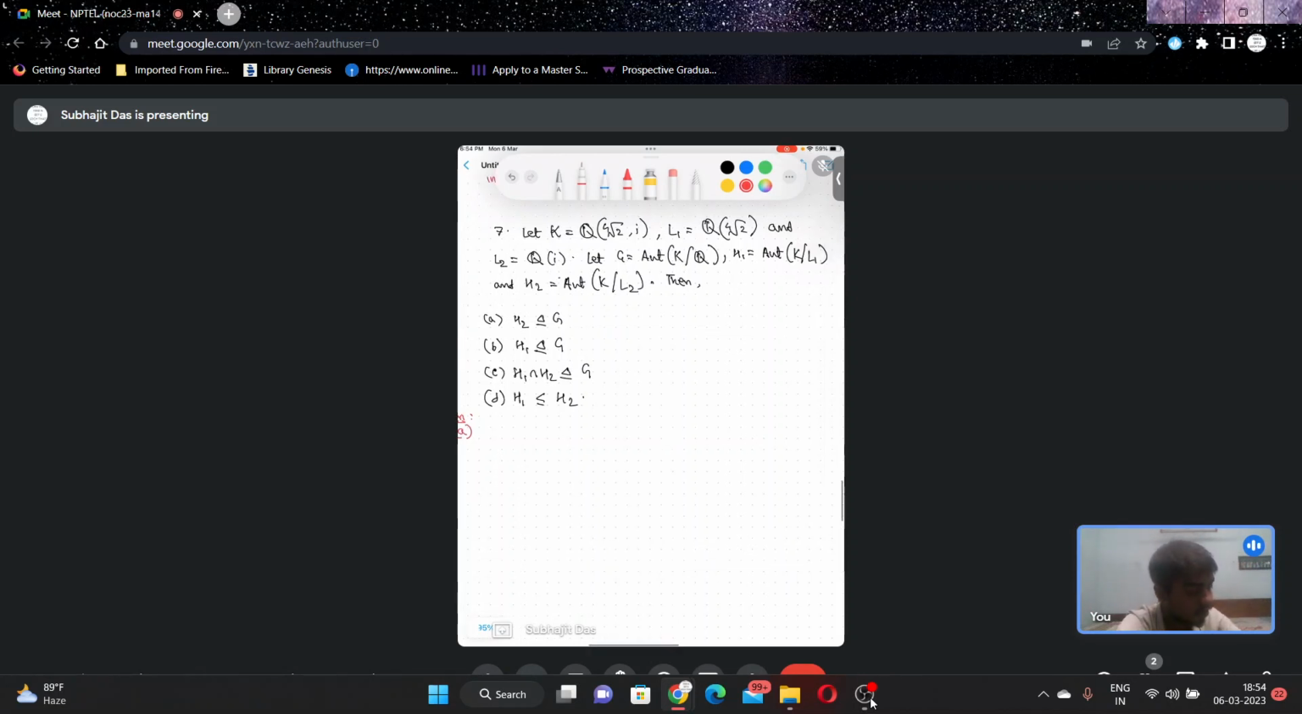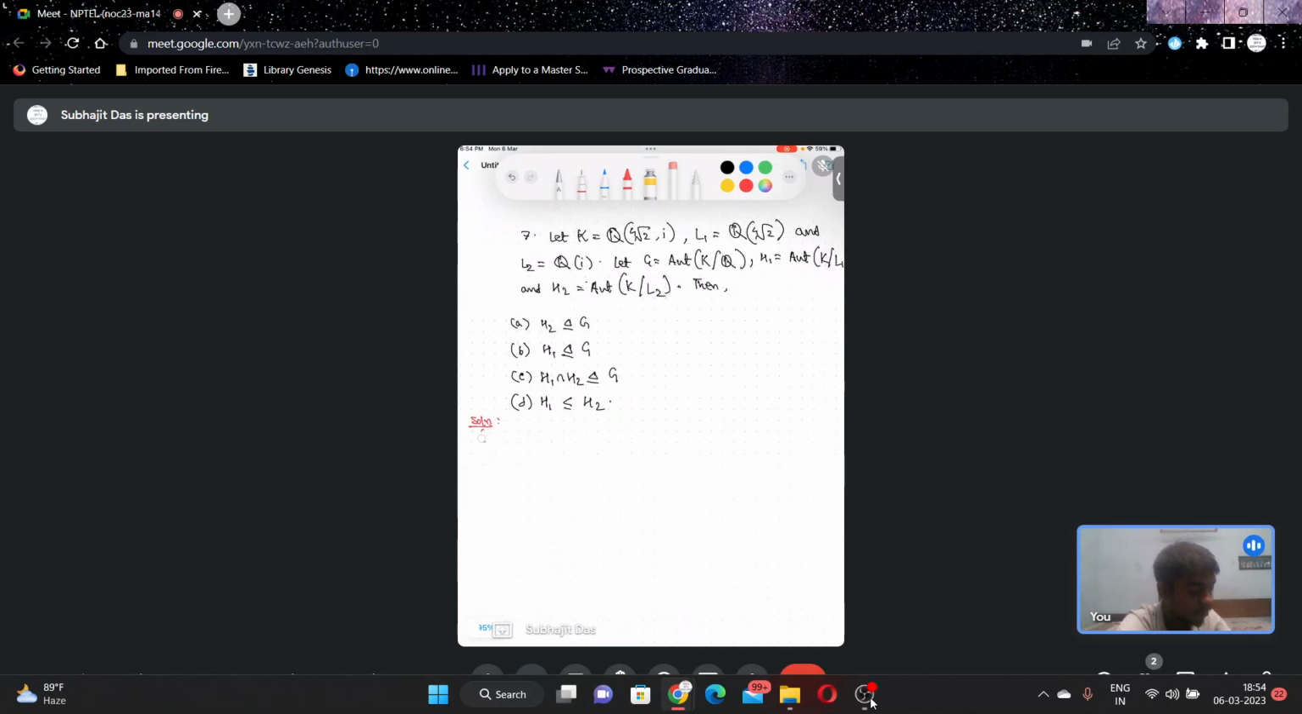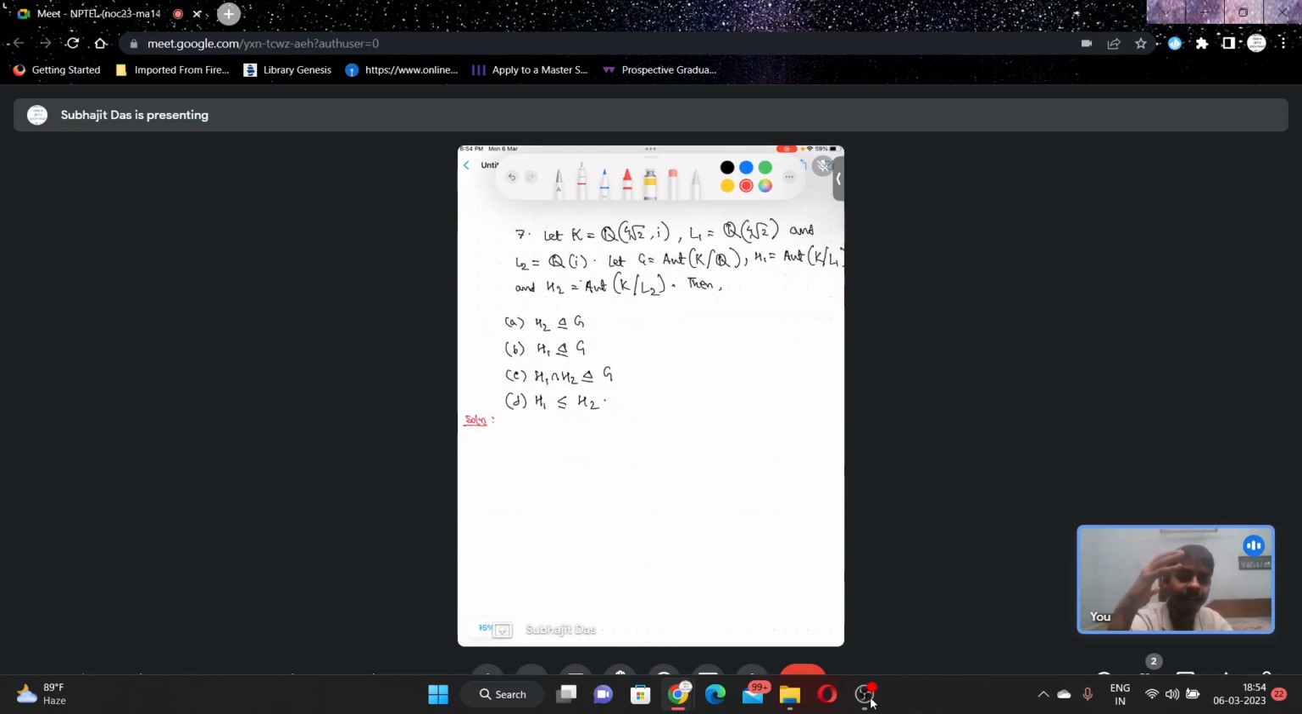So first of all, as we keep doing, the first step that we need to see is that the given extension, the entire extension, has to be a Galois extension. So check that. I will not say why again, but you can just check that it is the splitting field of some separable polynomial over the base field Q. So check that K over Q is a Galois extension.